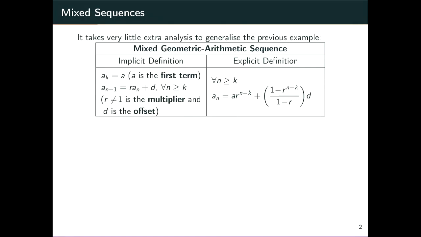Okay, so with these mixed types of sequences, mixed geometric and arithmetic, we have these general formulas. If you get an implicit definition with an initial value, the first term, equal to A, and then you have this recursive formula that a(n+1) is equal to r times a(n) plus d for all n greater than k, then you can prove by induction that you get this explicit formula over here. And as a side note, r not equal to 1 is the multiplier and d is the offset.